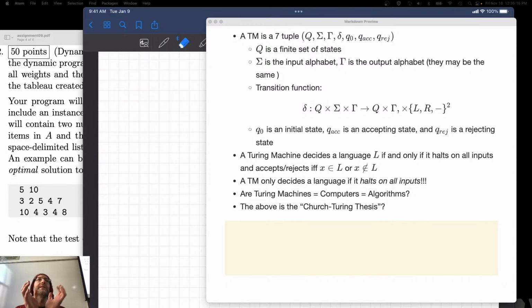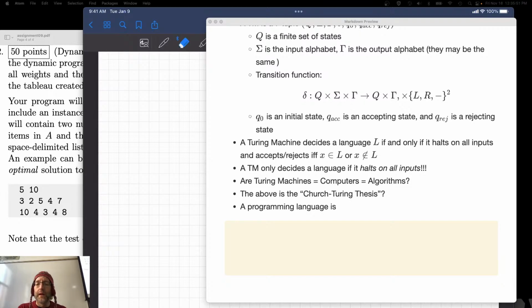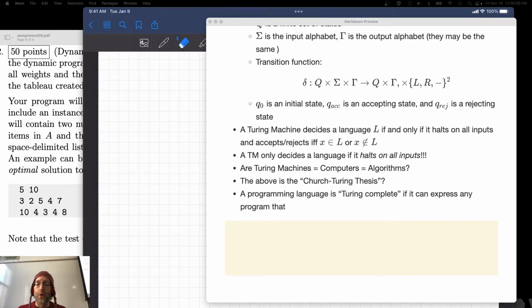But anyway, it's a thesis because it's not a theorem. We're just going to accept that that's what we mean by algorithms. Because if you come up with a C program, I can come up with an equivalent Turing machine program. If you come up with a Java program, I can translate that into a Turing machine language. For any Turing machine that I build, you can write a Python program that does the exact same thing. That is a non-trivial proof. But that's what we mean when a programming language is called Turing complete: it can express a program for any Turing machine.